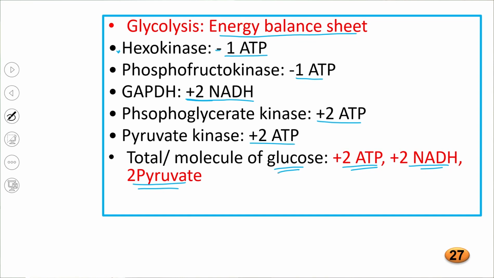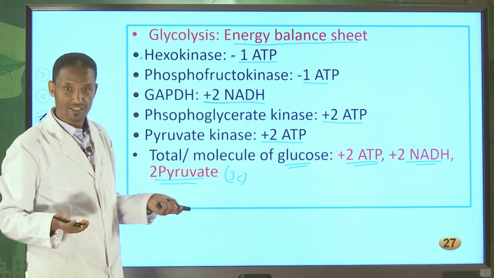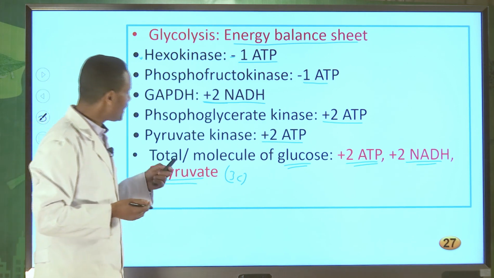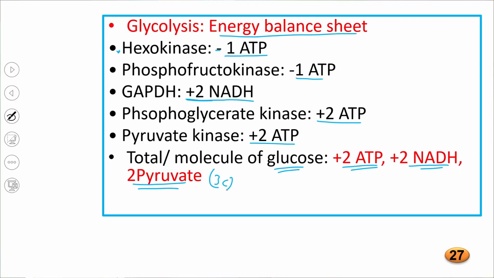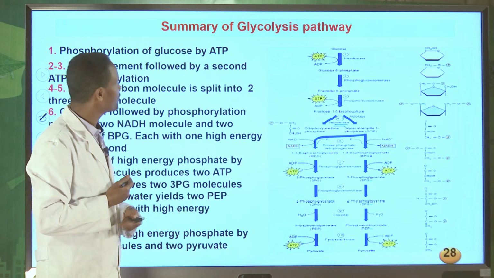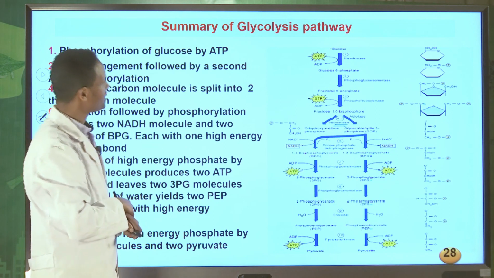The 6 carbon compound glucose is converted into a 3 carbon compound, pyruvate. This shows that it is not completely oxidized at this stage. Therefore, the cell needs to completely oxidize this 3-carbon compound, pyruvate. So what will happen to this pyruvate? What will be the fate of the pyruvate? We will see after this slide.